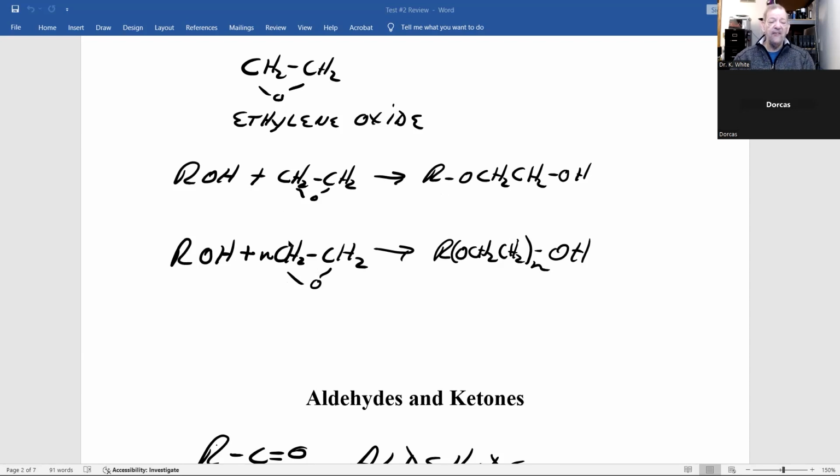Next, instead of reacting 1 mole of ethylene oxide, what if you react N moles of ethylene oxide with an alcohol? I worked at a company where we did this. We sold these products. And here you get this polyether alcohol, R, then bracket OCH2CH2, subscript N. Remember, that's repeating N times. And the N comes from the coefficient here. And remember, the hydroxyl group is outside the bracket, not inside.